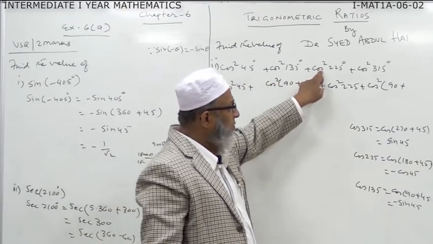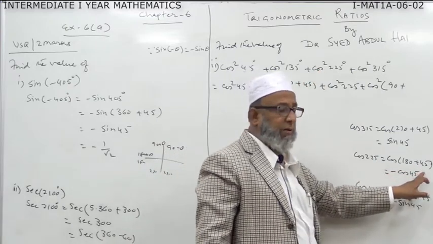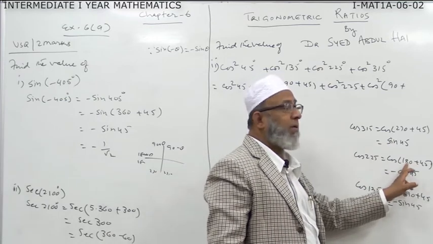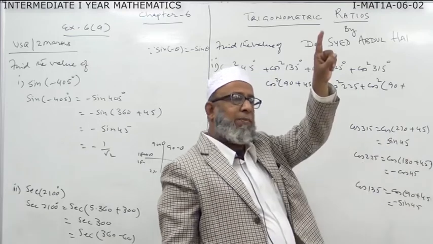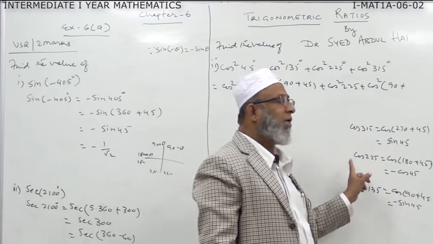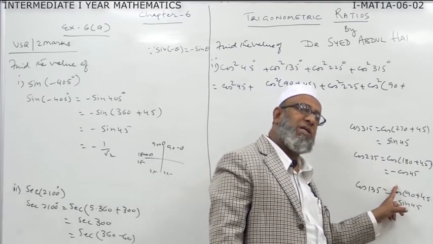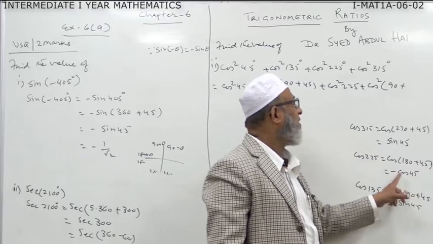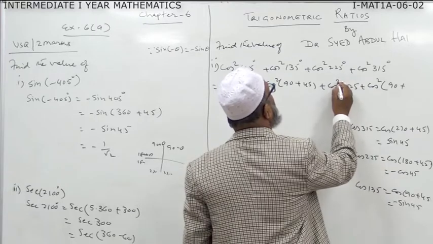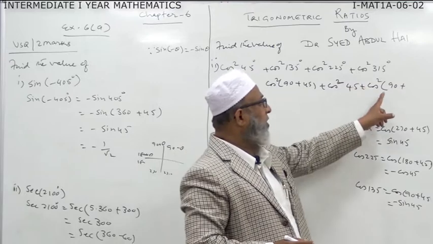Then cos 225 can be written as cos of 180 plus 45. 225 is equal to 180 plus 45. Which quadrant? The third quadrant. In the third quadrant, only tan is positive, so cos will be negative. It is on the left-hand side, so it remains cos, and the answer is minus cos 45. Therefore, in place of cos 225, I can write minus cos 45. Then cos square 45 plus cos square 315.